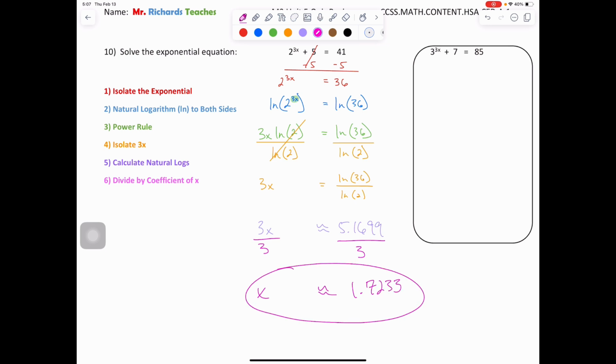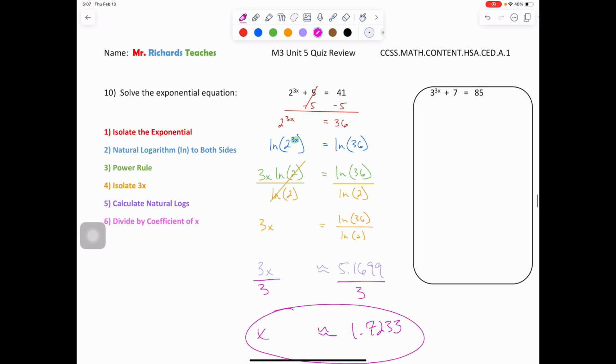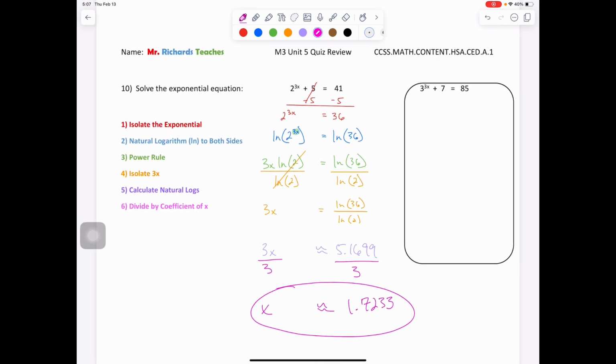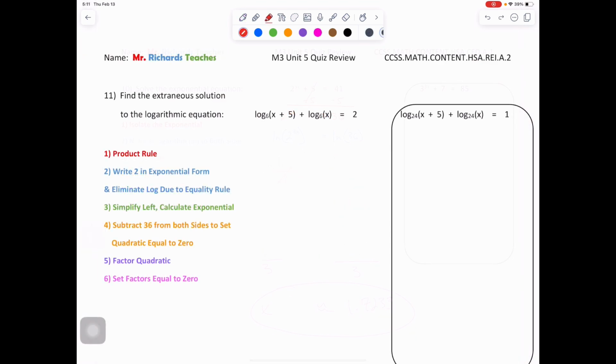Go ahead and circle your answer. Now, if you'd like, please pause the video and jot down your practice. Waiting in turn patiently is number 11.